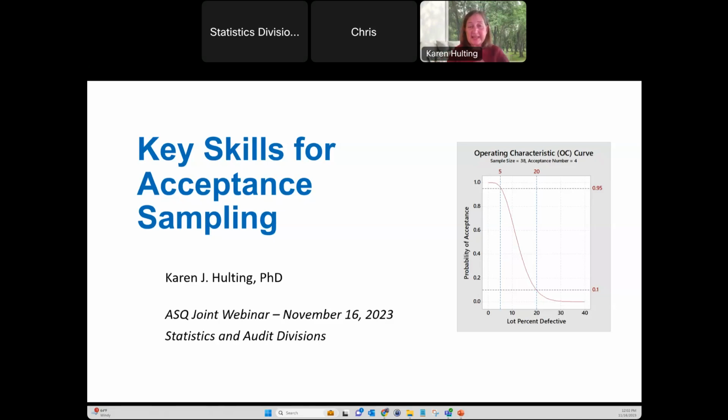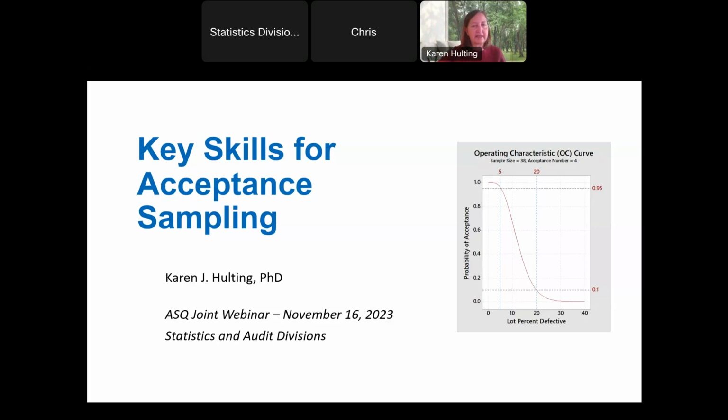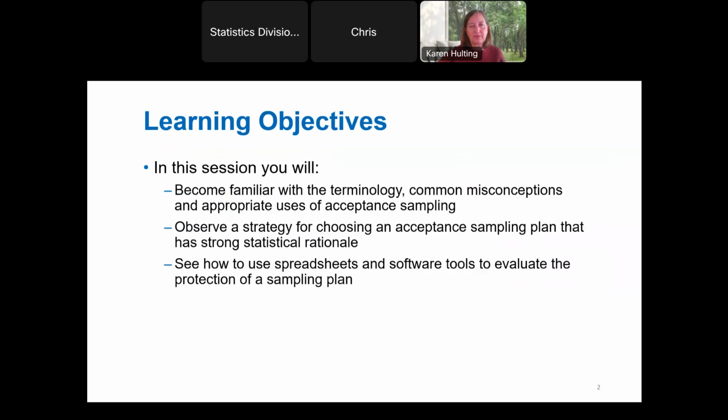So our topic today is key skills for acceptance sampling. Of course, you can get whole books on this topic. So what we're going to try to do today is hit the high points to help you, whatever state you're at right now in acceptance sampling. I hope you learn something new by the end of this hour.